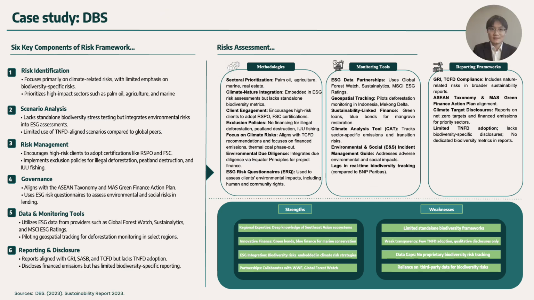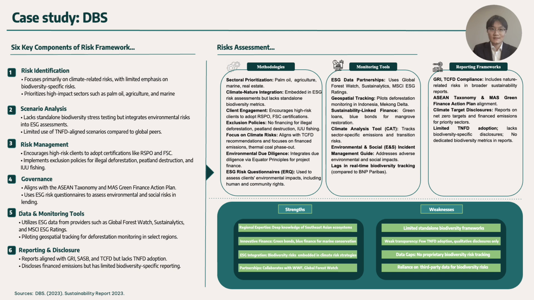DBS integrates biodiversity risk into its ESG strategies, focusing on high-impact sectors such as palm oil, agriculture, and marine industries. However, biodiversity considerations are limited, with no dedicated stress testing or TNFD-aligned scenarios. For risk management, DBS encourages sustainability certifications such as RSPO and FSC, and has exclusion policies for activities such as illegal deforestation and IUU fishing. Governance aligns with the ASEAN Taxonomy and the MAS Green Finance Action Plan.